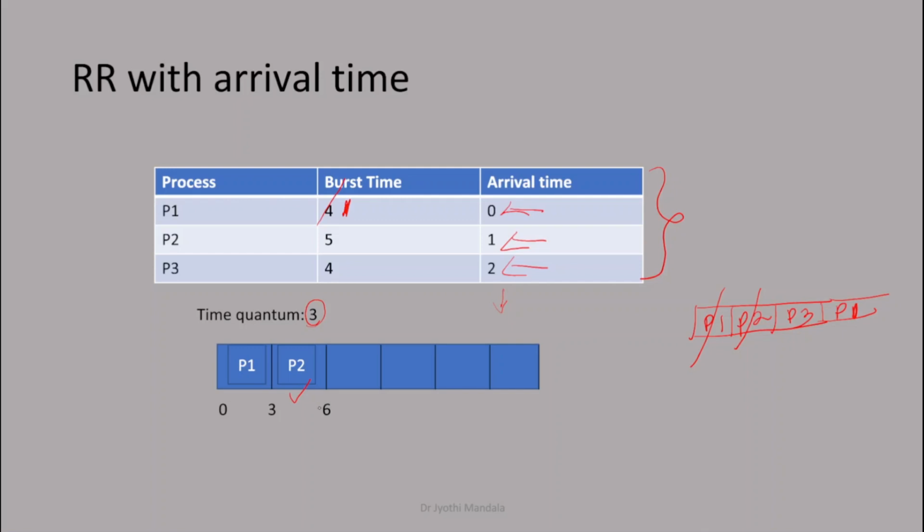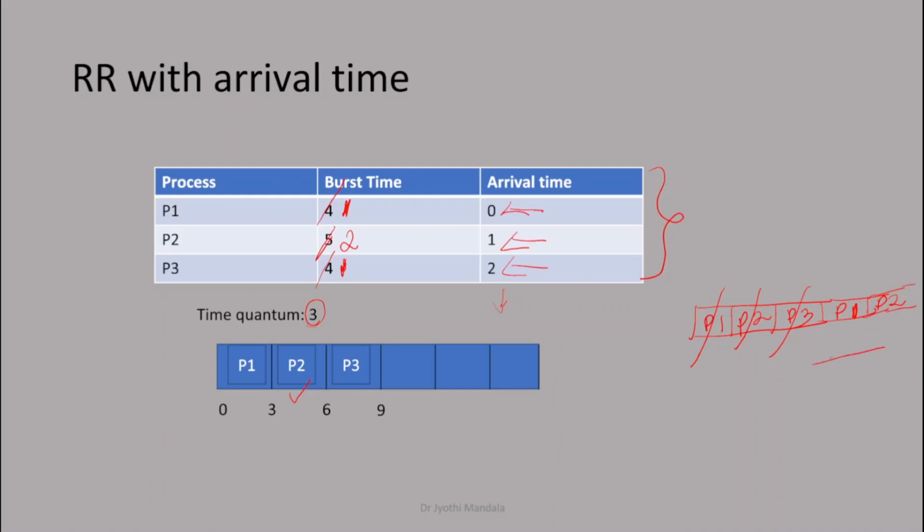Right? Now this will be executed for 3 seconds. Right? So we are in the 6th second. After executing for 3 seconds, it has to be forcibly removed. So it has been executed for 3 seconds. It requires 2 more seconds. You can see here in our ready queue, P2 will be added. Right? Now the chance is given to P3. So P3 will start its execution, which requires 4 seconds, but because of the time quantum, it will be executed for 3 seconds. So 6 plus 3 is 9 seconds, and then it will be forcibly removed.